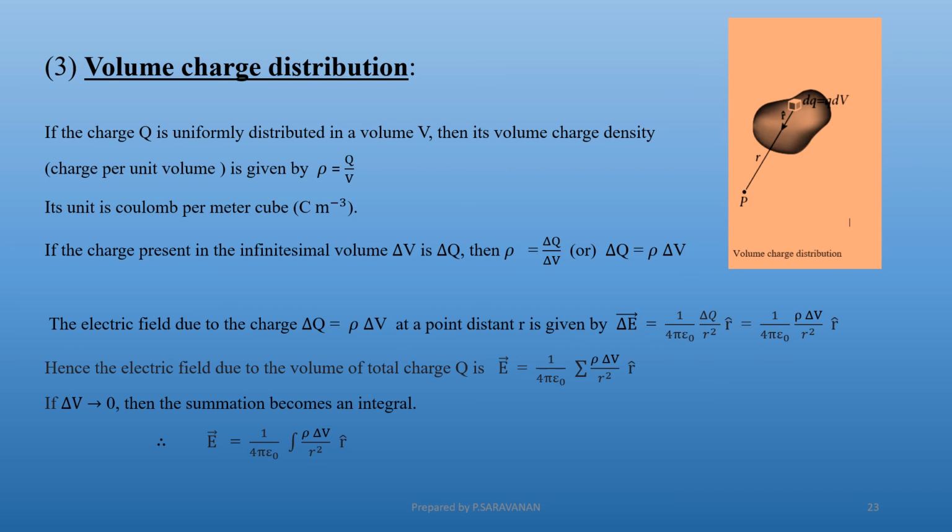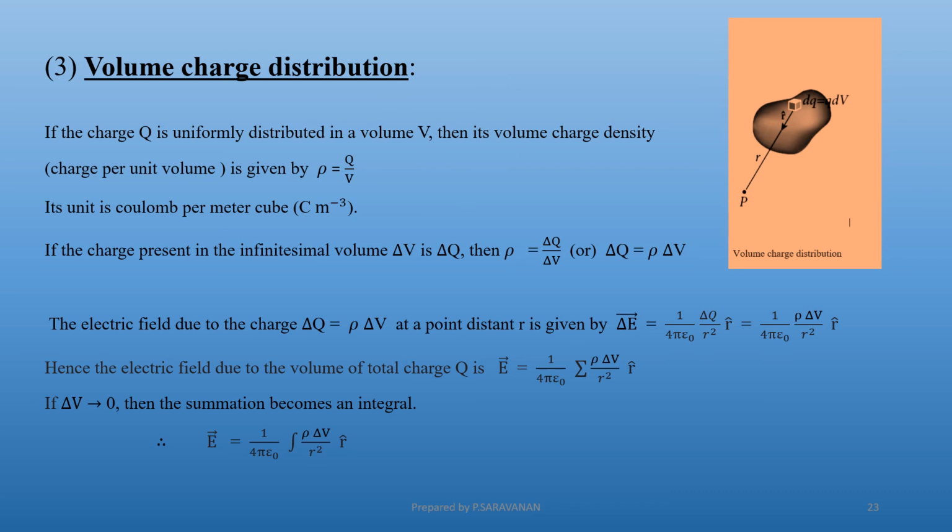The electric field due to the elementary charge delta Q, that is equal to rho times delta V, at a point distant r is given by delta E vector is equal to 1 by 4 pi epsilon naught into delta Q by r square into r cap, which is also equal to 1 by 4 pi epsilon naught into rho delta V by r square into r cap. Here we have substituted delta Q is equal to rho times delta V in the numerator.